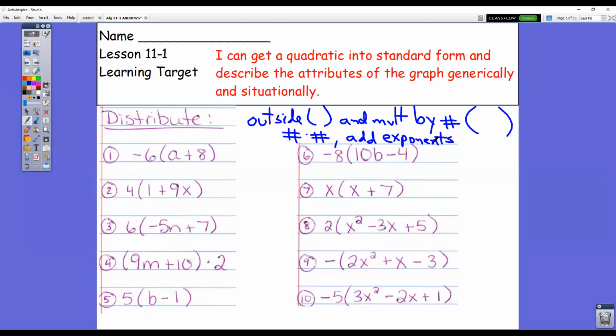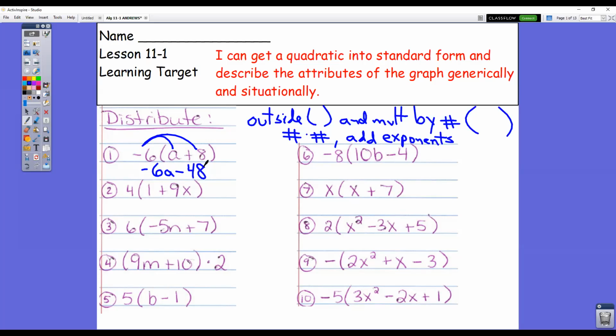So if you take a look at number 1, all we have to do, and you've done tons of these before, -6 times a and -6 times 8. -6 times a is -6a. -6 times 8. Please, if you are somebody who normally writes plus -48, please stop doing that altogether. Don't ever, ever, ever do that, please. All that we want to write there is -48.